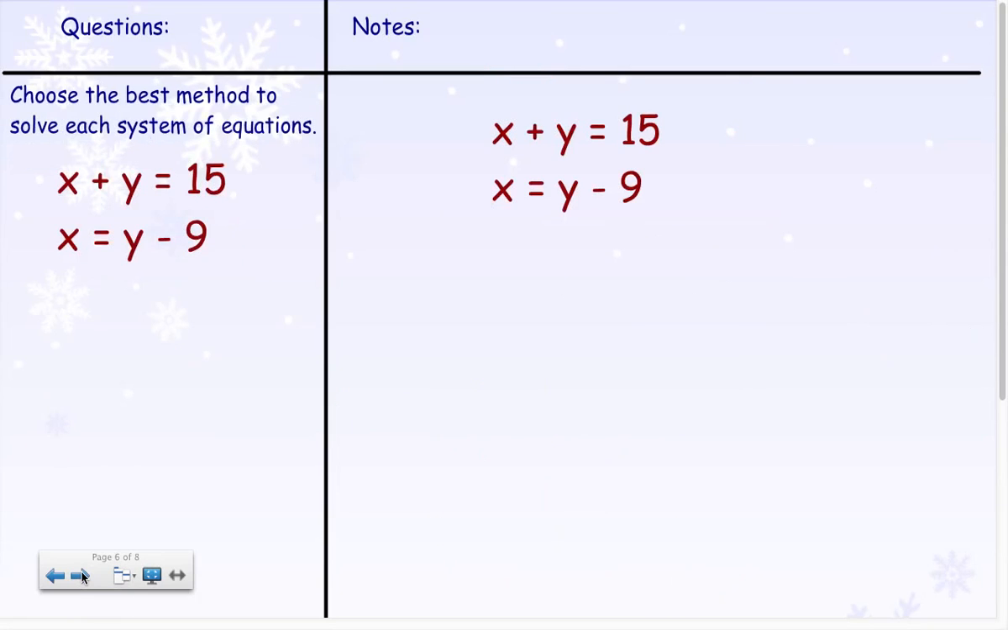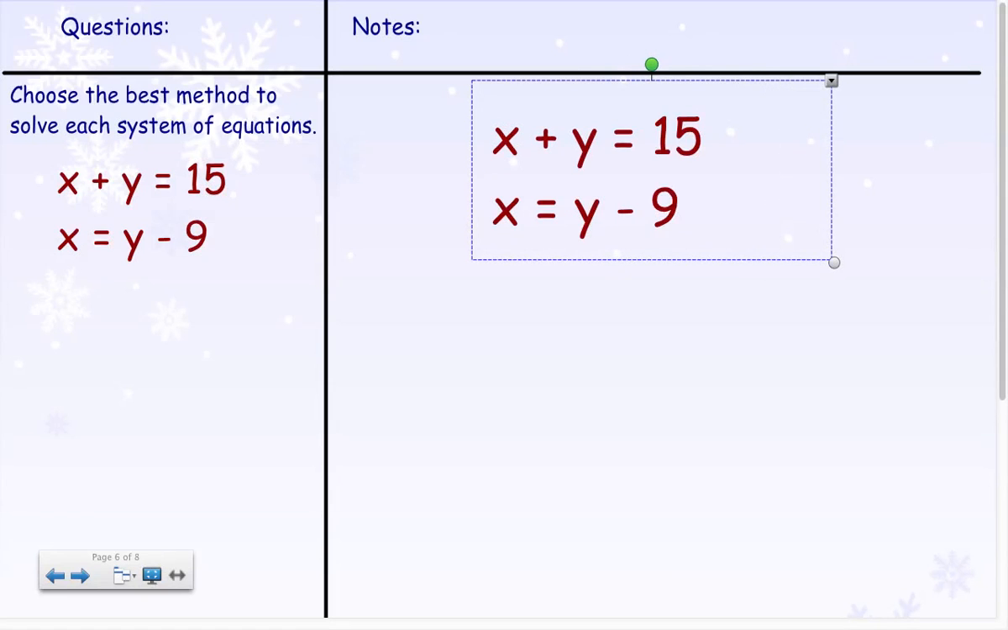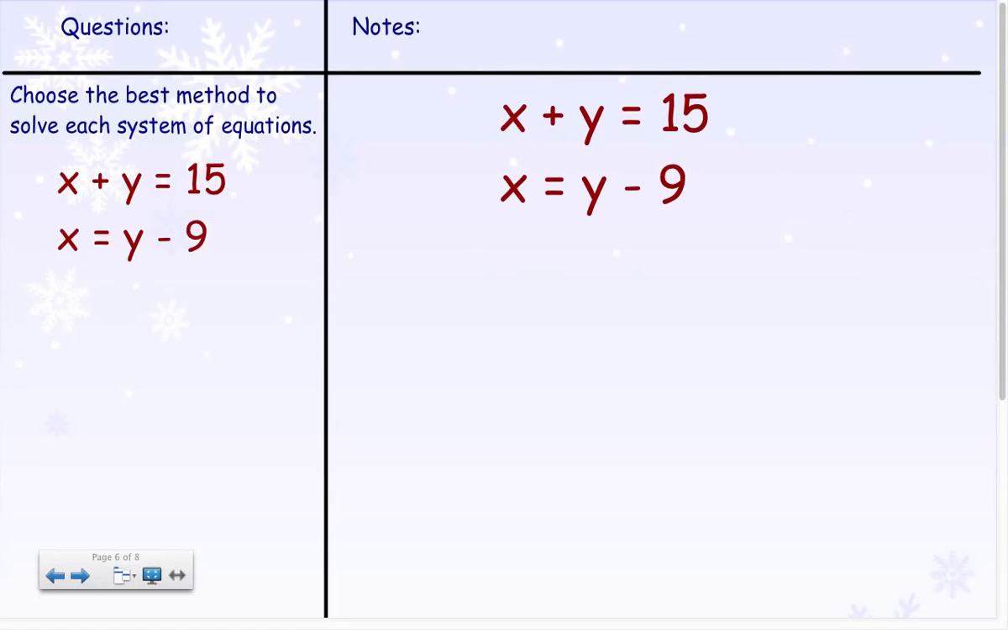And the last one, x plus y equals 15, and x equals y minus 9. This one, I have one variable by itself on one side. The top one, x and y are on the same side. Bottom one, they're on opposite sides. So that means I want to use substitution because I have one variable by itself on one side.